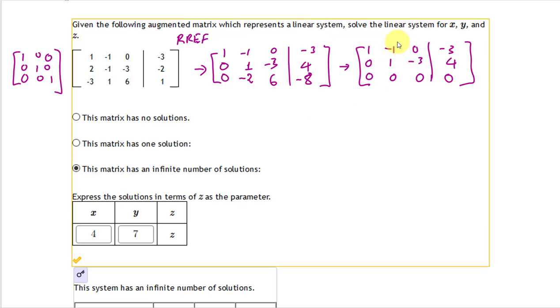Now the next thing is I'm trying to make this one to be 0. Yes, I can do that by adding directly to the second row. So let's do that. When I take the second row, I add to the first row. 0 add to 1 is still 1. 1 add to -1 is 0. -3 add to 0 is -3. And 4 add to -3, that is 1. And then I'm just rewriting here. 0, 1, -3, 4, 0, 0, 0, 0.